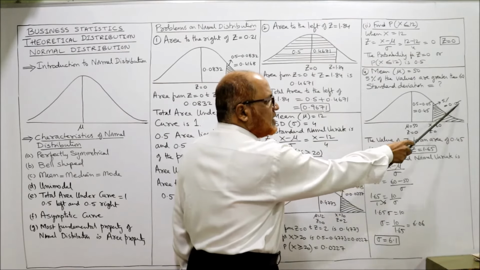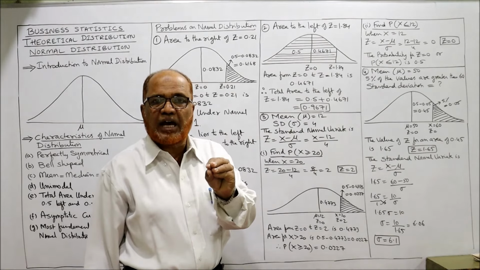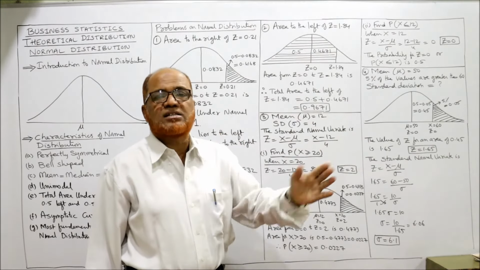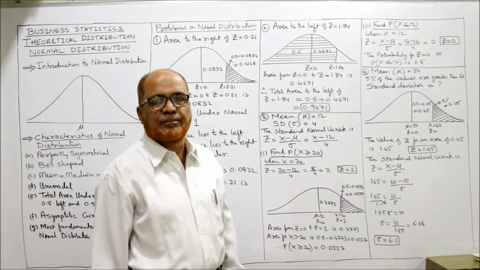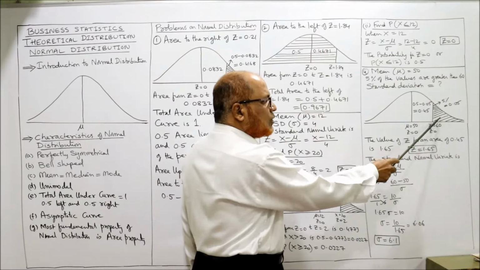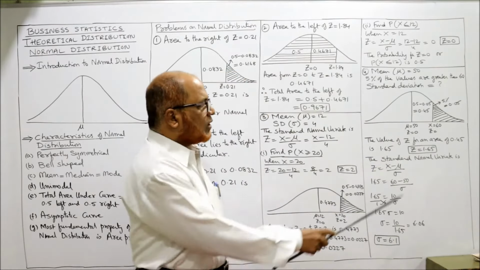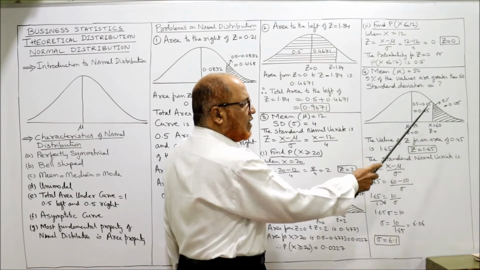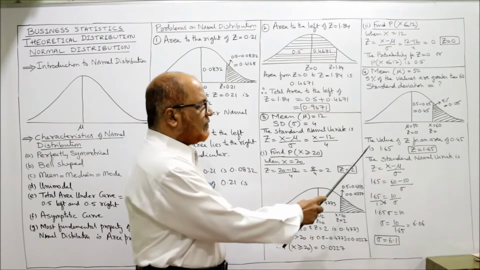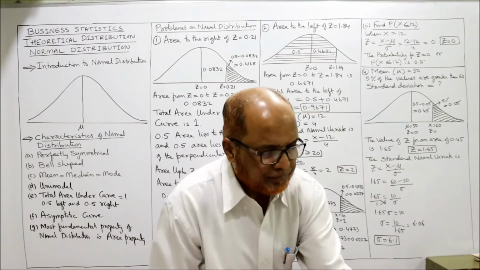शेडेड एरिया is 0.05, क्योंकि प्रॉब्लम में दिया 5% of the area is above x equal to 60. अबव 60. 60 से बड़ा एरिया 0.05 है, 5% है, तो फिर ये 0.5 में से 0.05 निकाल दो, 0.45. Now we need the value of z for an area of 0.45. The value of z for an area of 0.45 is 1.65.